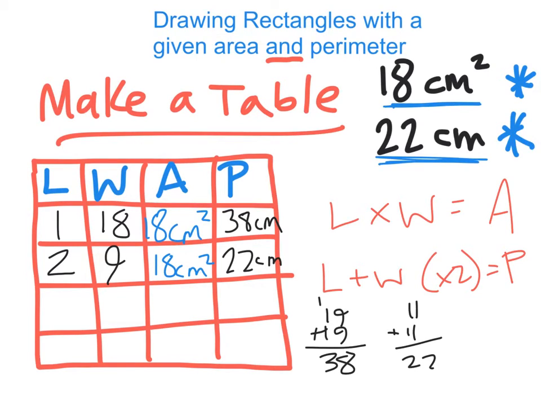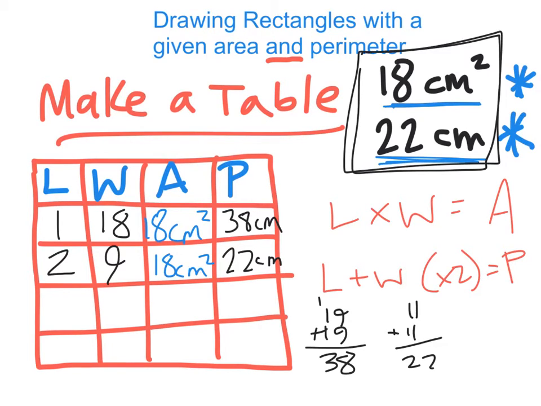Perfect. Look at that. That matches what we need to find up here. So we have found the rectangle that matches what we need in 18 centimeters squared and 22 centimeter perimeter. This is the one right here. Good job. That's a terrible star, but you get the idea. Excellent job. That's the one. So the next job would be to draw it.